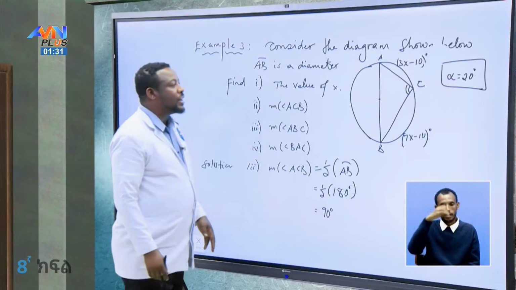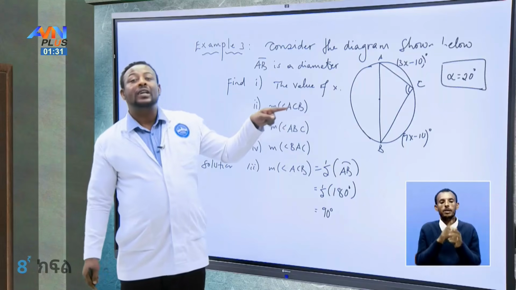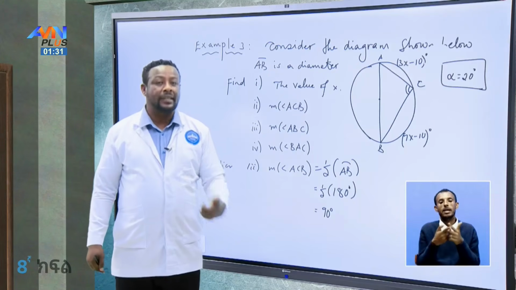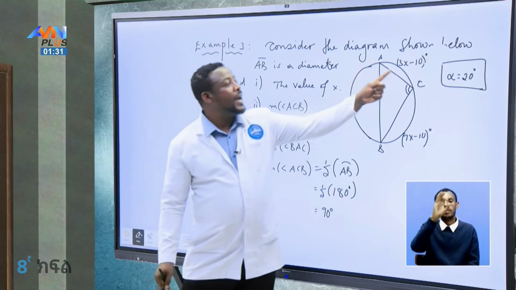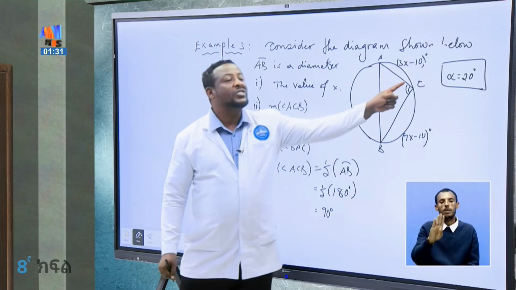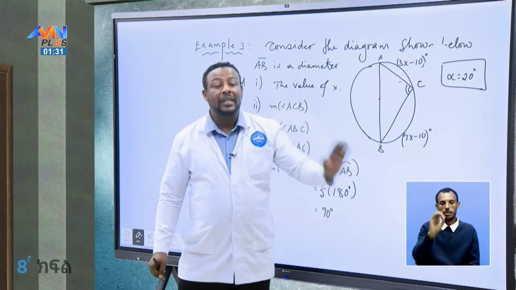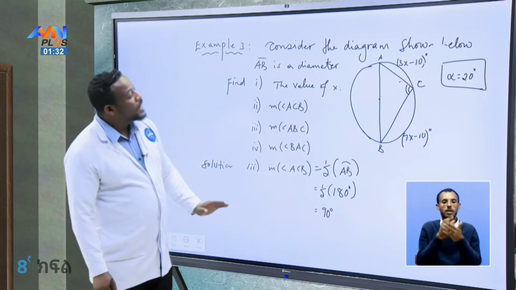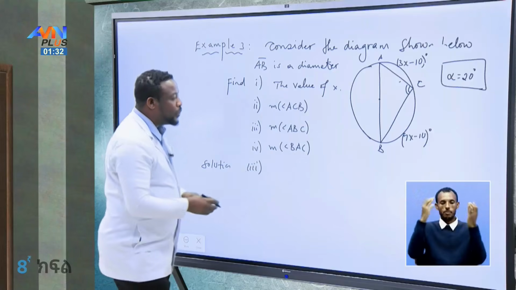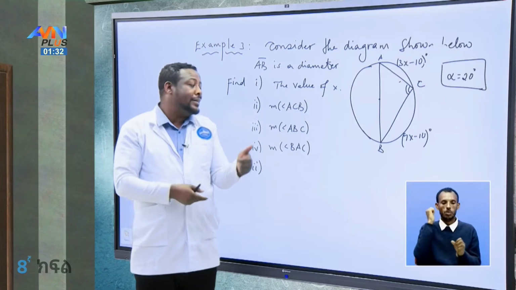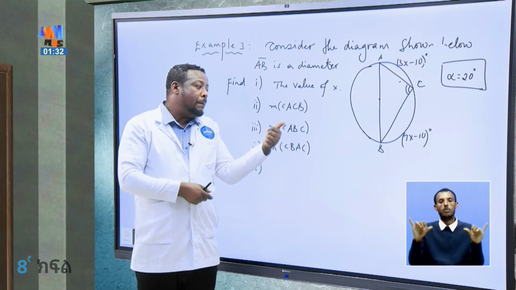Therefore, the answer for the second part is 90 degrees, or angle ACB forms 90 degrees at C. Okay, this is the answer for the second part. The third part, we are asked to calculate the degree measure of angle ABC.